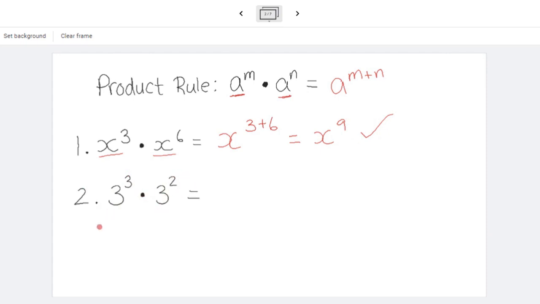Our second example is 3 to the power of 3 times 3 to the power of 2. First, we check if our bases are the same, and the 3s are the same, so we can do the product rule. So what we're going to do is 3 to the power of 3 plus 2, and that's 3 to the power of 5. And for those of you that don't know this off the top of your head, 3 to the power of 5 is 243. Sometimes they'll ask you for just the simplest form, so either answer is right. It typically depends on what your teacher tells you to do, okay?